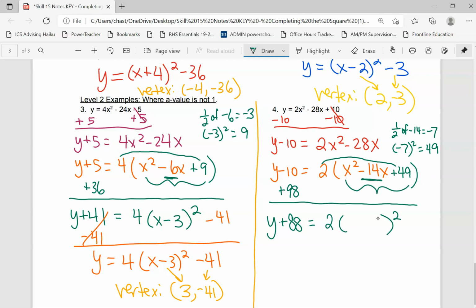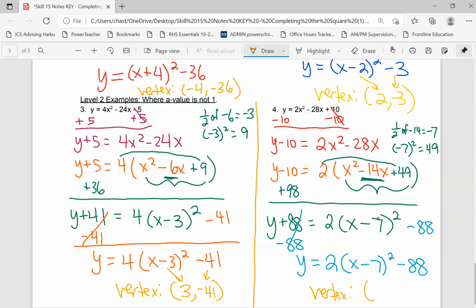The purpose of completing the square is to write this as a perfect square factor. Half of the -14 was our -7, so that's what goes here. And we're almost home. Just subtract the 88 on both sides. And our vertex form is now 2 parentheses x minus 7 squared minus 88, which gives us a vertex of, what do you think it is? So use the opposite of the -7, and then the -88 is the other one. Okay? All right, that should do it.